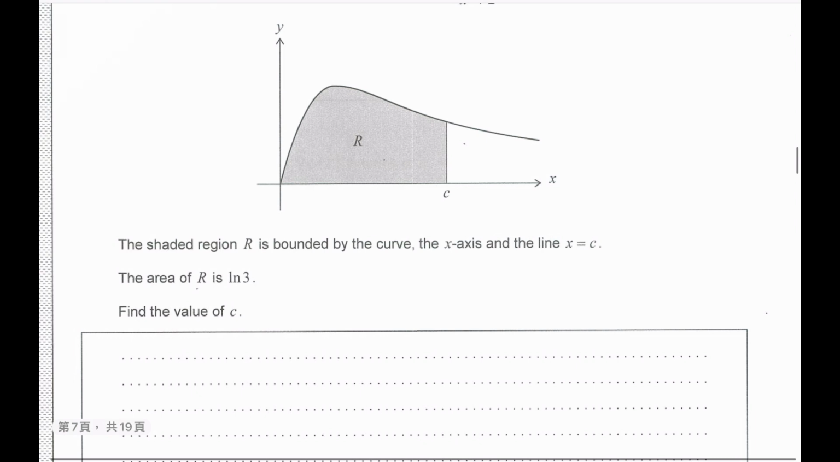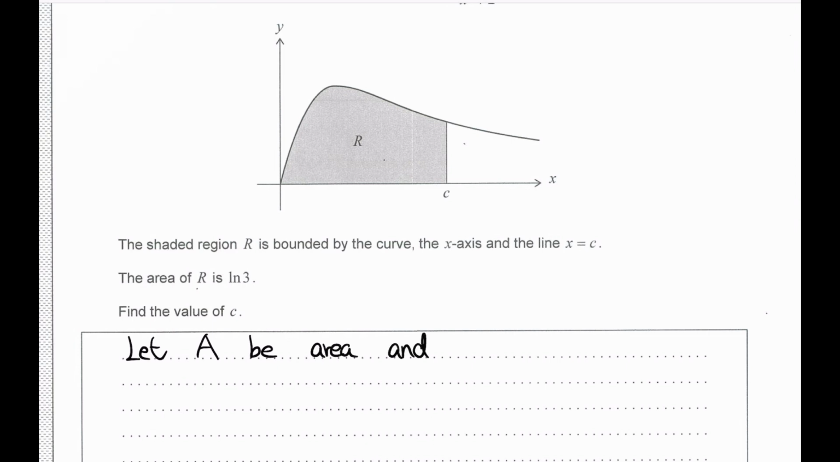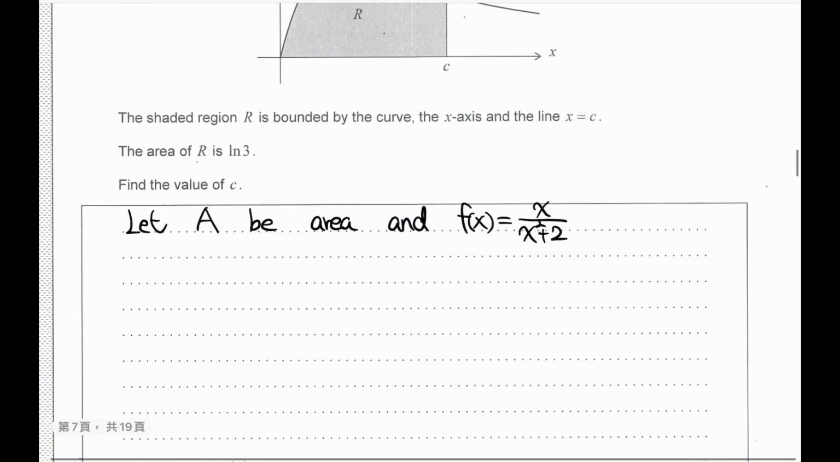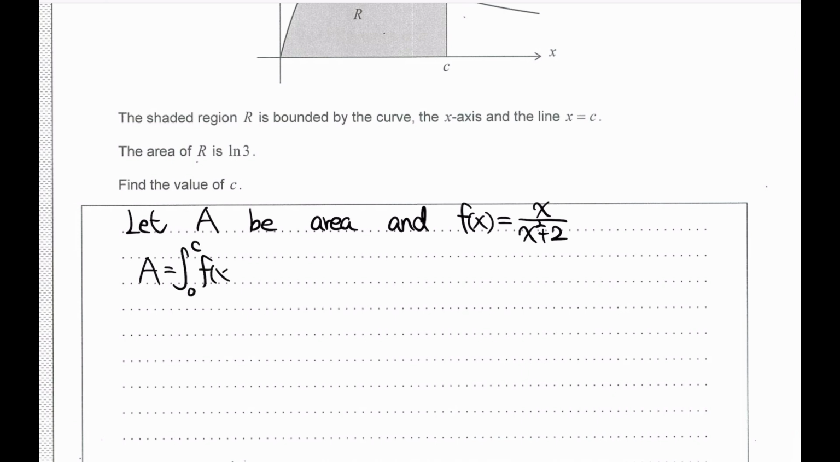Okay, let's first call the area A and the function whose graph is given in the diagram f. So let A be the area and f of x be x over x squared plus 2. Then from calculus, we know that A is just the integral from 0 to c of f of x dx, which is equal to the integral from 0 to c of x over x squared plus 2 dx.